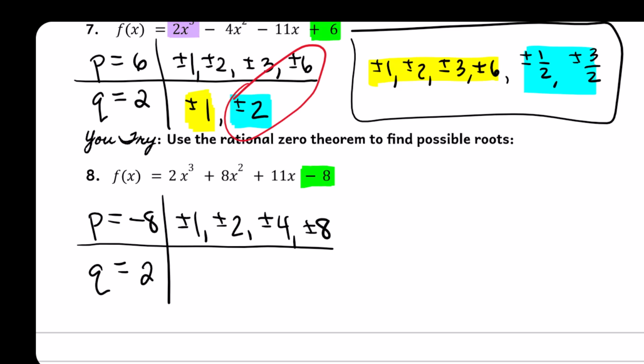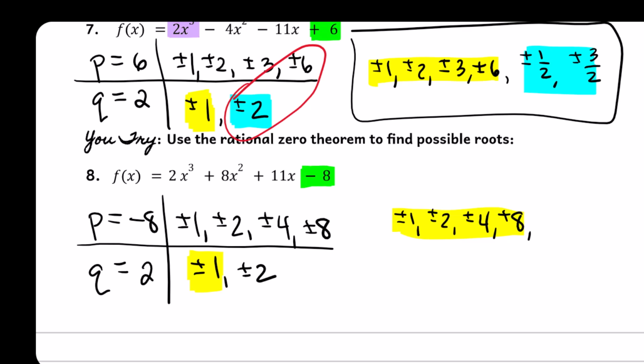Now my leading coefficient, again, is 2. So we're going to have plus or minus 1 and plus or minus 2. And again, just take your time as you generate that list. So the first component of it, remember, everything's divided by 1. So that is going to just be all the same terms that are in that P row. So I'm going to have plus or minus 1, plus or minus 2, plus or minus 3, or not 3, that was from the last one. See, I'm thinking too fast here. 4, and then plus or minus 8. So all of those are from the very first factor of 2.